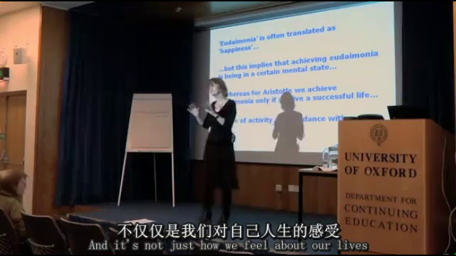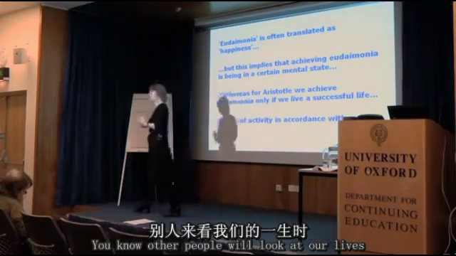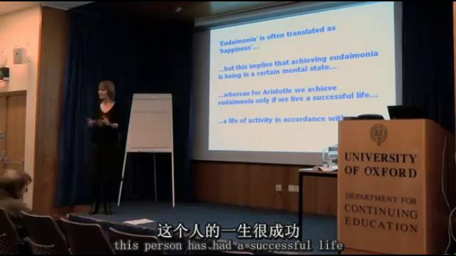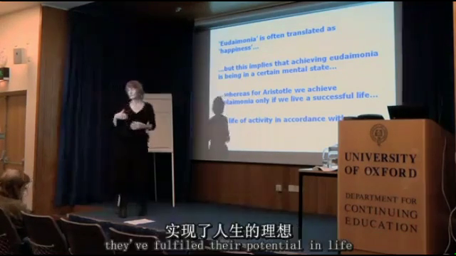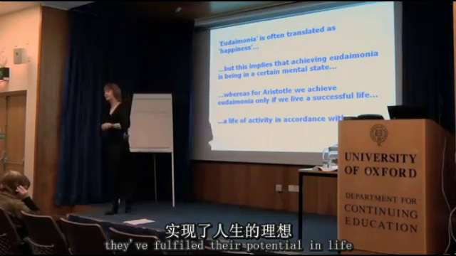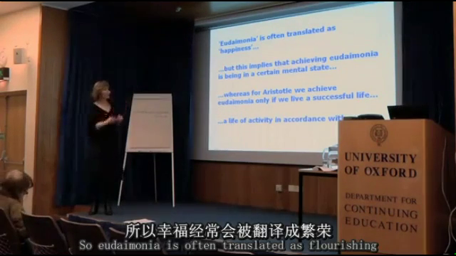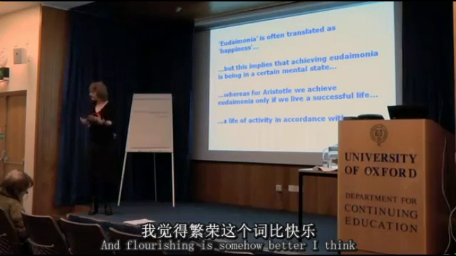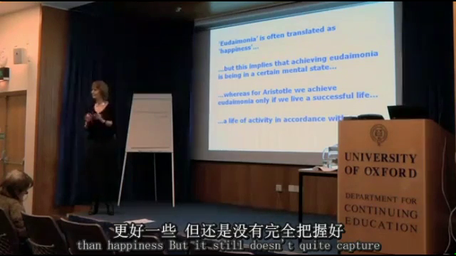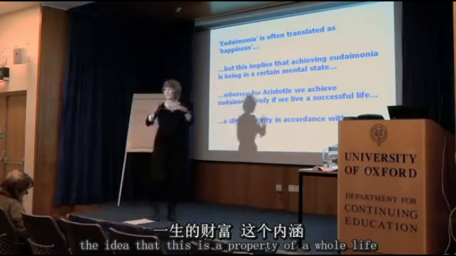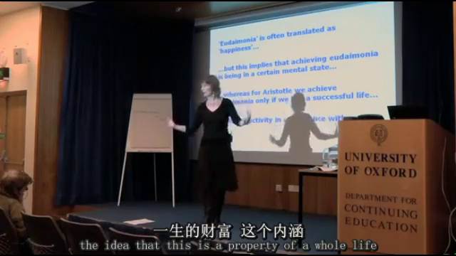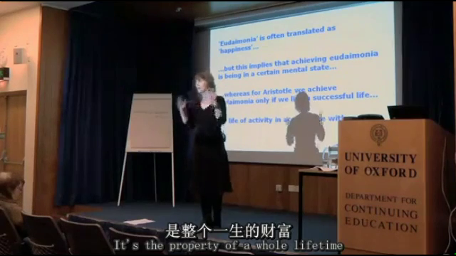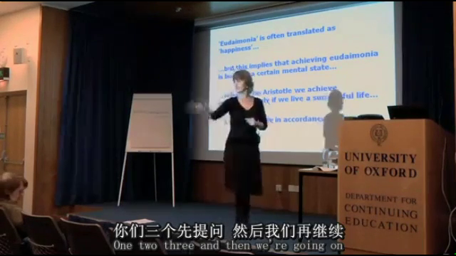And what's more, it's not just how we feel about our lives. Other people will look at our lives and think, yes, that was a good life. This person has had a successful life. They've fulfilled their potential in life. So eudaimonia is often translated as flourishing. And flourishing is somehow better, I think, than happiness, but it still doesn't quite capture the idea that this is a property of a whole life. It's not the property of you now, it's the property of a whole lifetime.